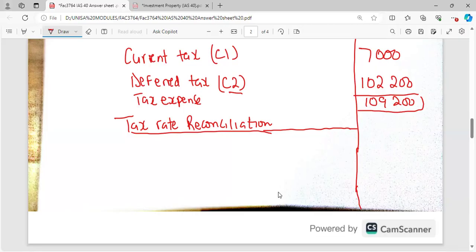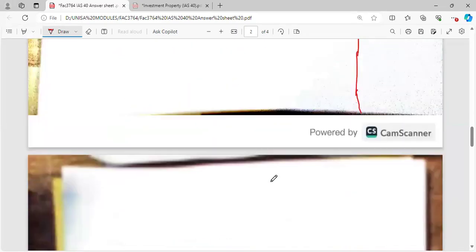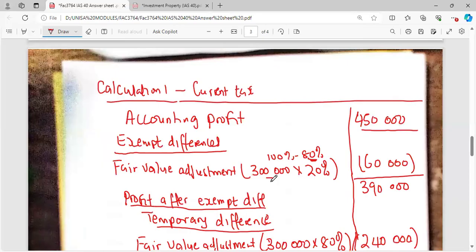Remember, I always say the current tax and the tax rate reconciliation use the same information. So if you know how to do your current tax, then there is nothing that will stop you from knowing how to do the tax rate reconciliation. The only difference is we are no more going to say 450. We say accounting profit times 28%.